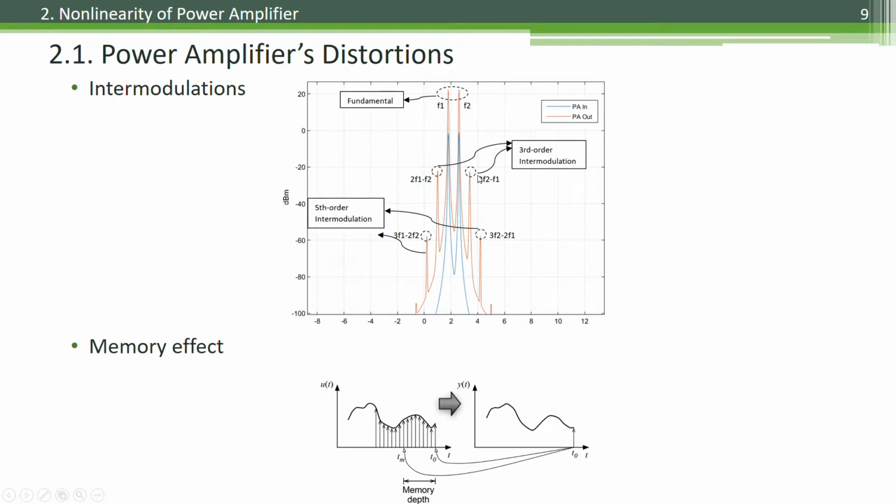And memory effect can be explained simply by the fact that the output of the system is a function not only of the corresponding input at that instant, but also of the other inputs at other instants in the past.